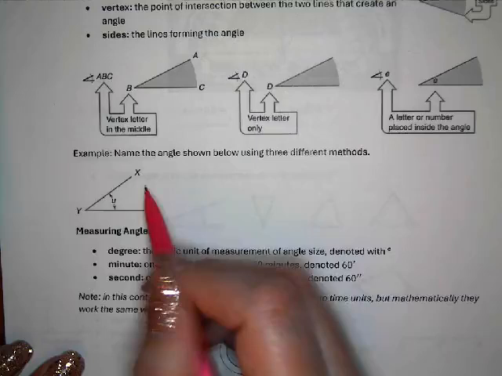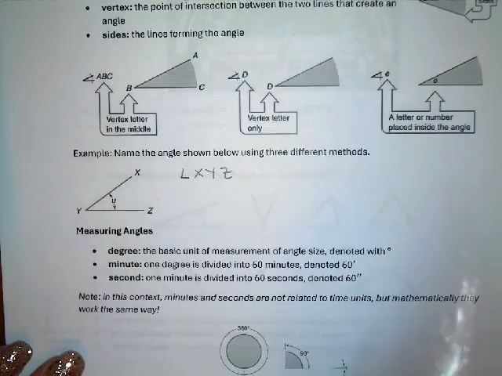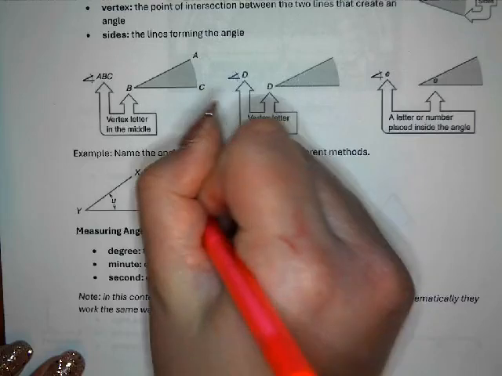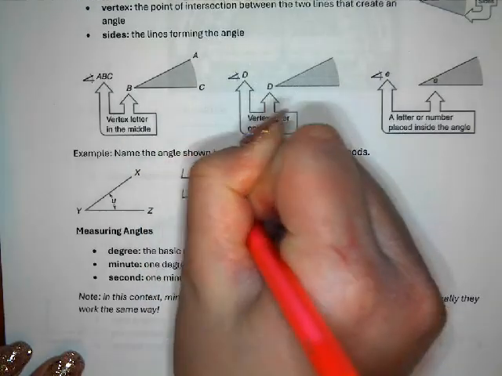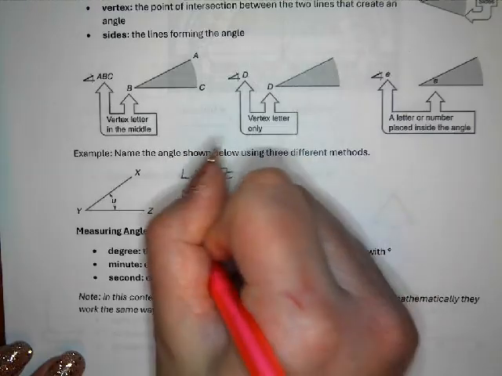So if we were to name this angle in as many different ways as we could, we would say one way is angle XYZ. Another is ZYX. Another way to name this angle is to call it angle Y. And the last way is angle U.